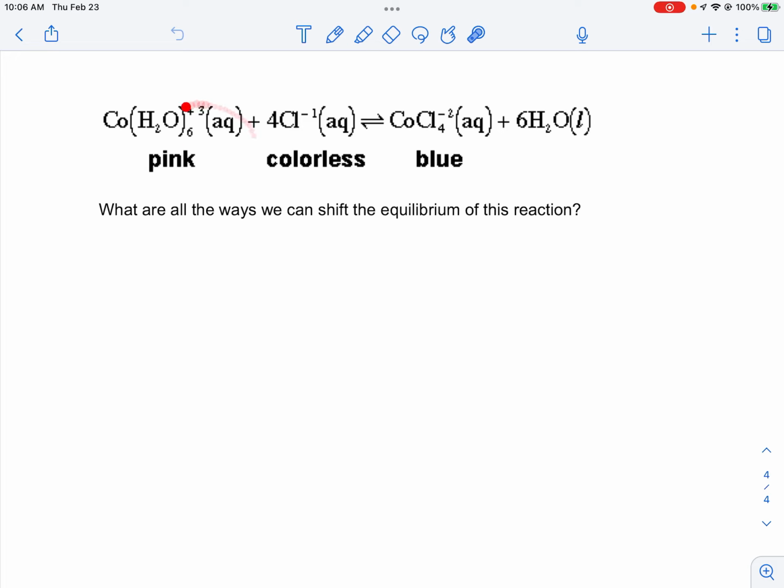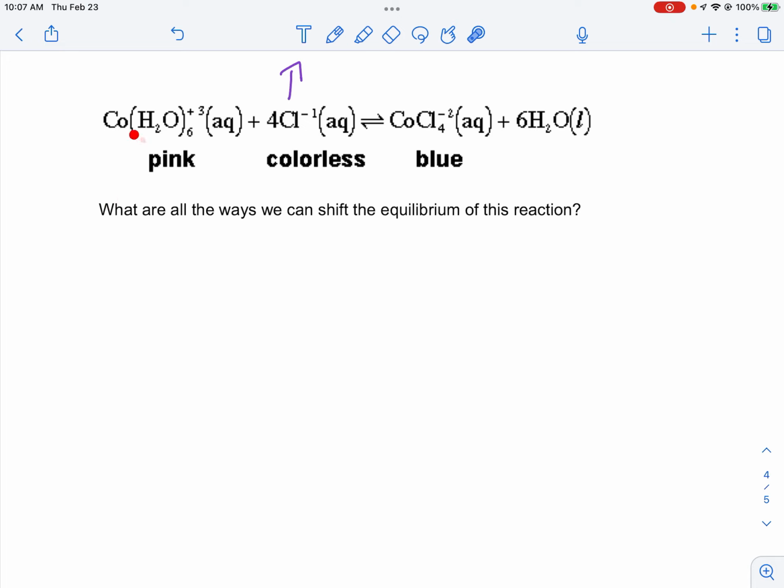So if we want to make this work better and shift this way, one of the things we can do is increase the concentration here. So imagine we increase the concentration of these chlorine ions. So we just dump a bunch of chlorine ions into our beaker filled with this hydrated cobalt. Well, what's going to happen?